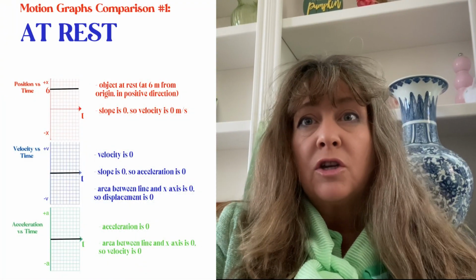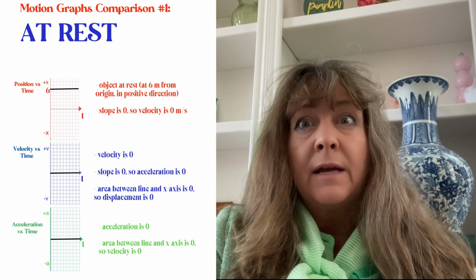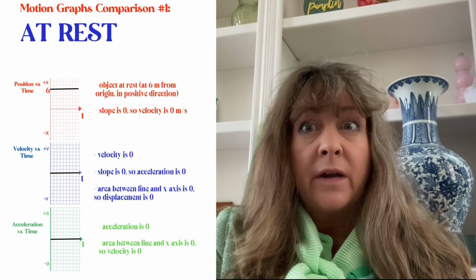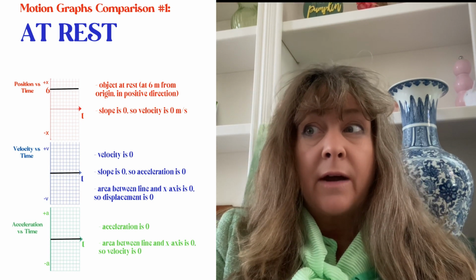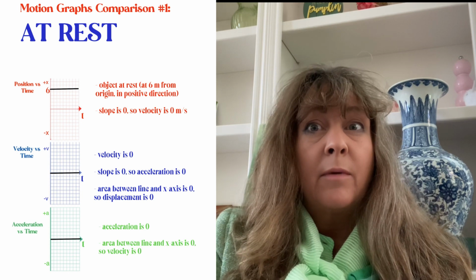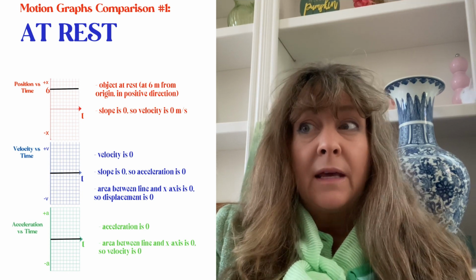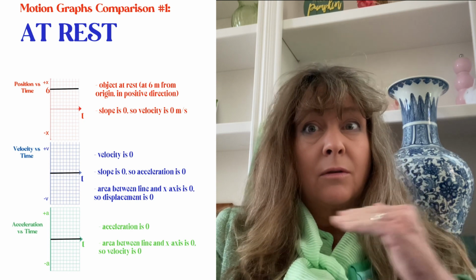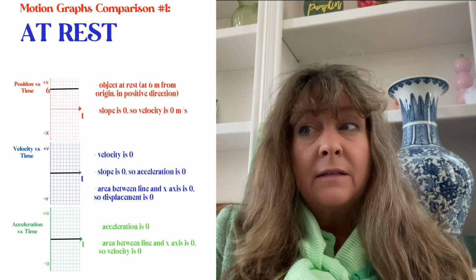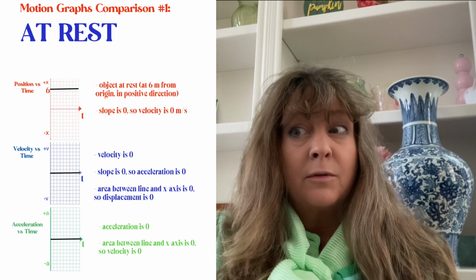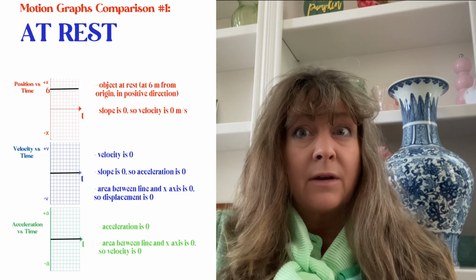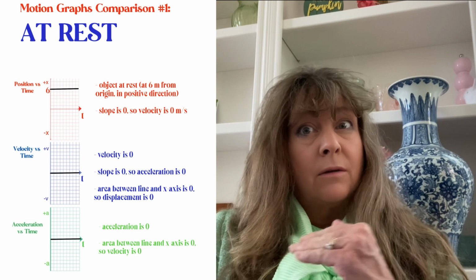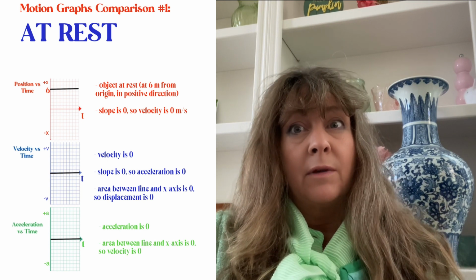Okay, the first motion, number 1, that we're going to compare is an object that is at rest. It looks like from the top graph that it's just sitting there at about 6 meters from the origin, and its slope is 0 since it's just at 6 meters all the way across. So the velocity is 0 meters per second. Looking at the second graph, we can see that it's just 0. Everything's at 0 no matter what time it is.